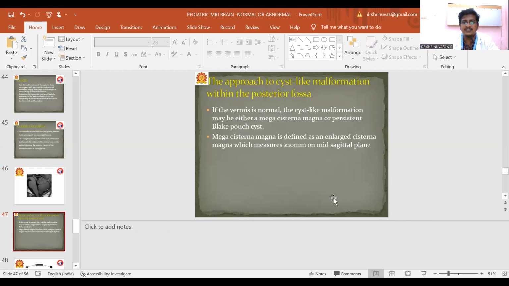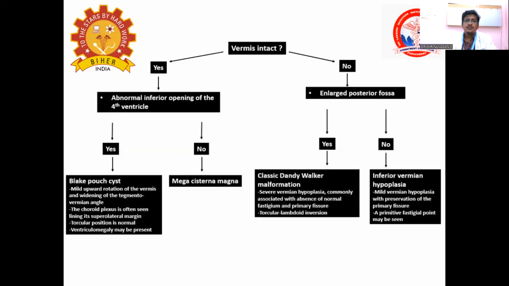So how do we approach these cyst-like malformations? If the vermis is normal, the cyst-like malformation may be due to either mega cisterna magna or persistent Blake's pouch cyst. Mega cisterna magna is an enlarged cisterna magna, which measures more than 10 mm on the mid-sagittal plane. So how to identify? When the vermis is intact, you have to think whether there is any abnormal inferior opening of the fourth ventricle. If there is an abnormal inferior opening, then think about Blake's pouch. If it is not there, then think about mega cisterna magna.